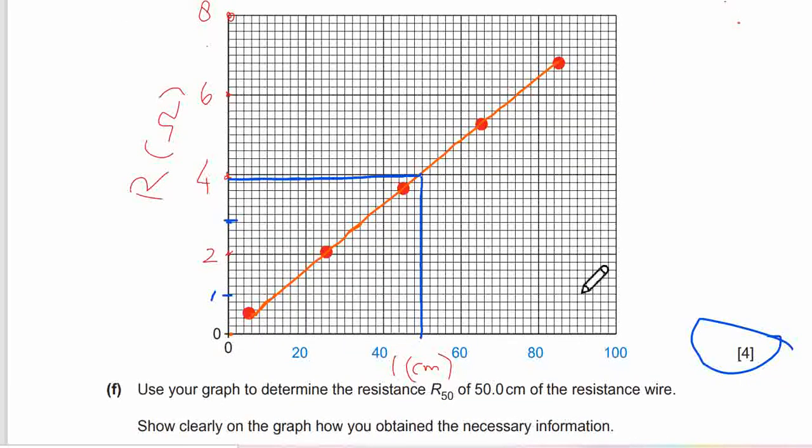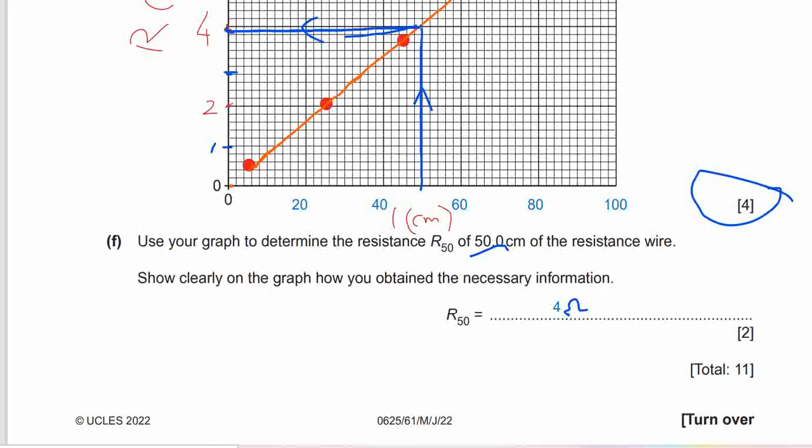Now use a graph to determine the resistance R50 of the resistance wires. Show clearly on the graph how you obtain the necessary information for R50. So we have to see 50 here and go to the R. It is shown that it's almost around 4. So this is R50 and go to 4. So our answer will be 4 ohm.